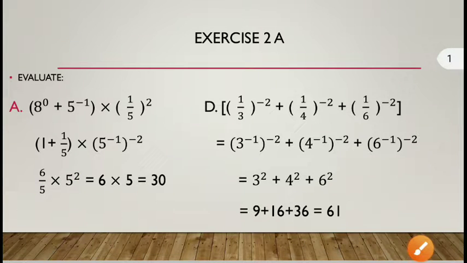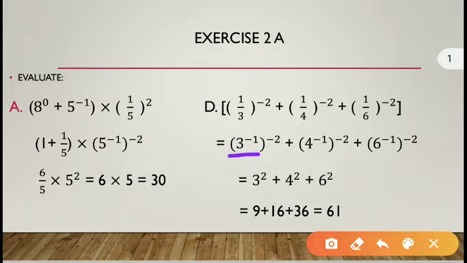Next question is 1 by 3 to the power minus 2 plus 1 by 4 to the power minus 2 plus 1 by 6 to the power minus 2. First thing you have to do is convert the negative power into positive. How will you convert here? First of all, this is 1 by 3. This can be written as 3 to the power minus 1, and to the power minus 2, this will be as it is. 1 by 4 can be written as 4 to the power minus 1, and this will be as it is. 1 by 6 can be written as 6 to the power minus 1, and this will be as it is.